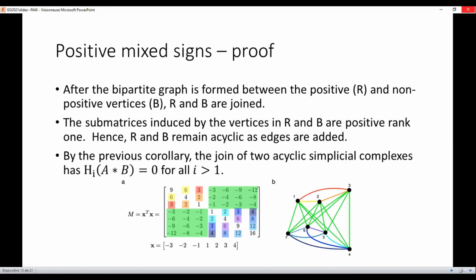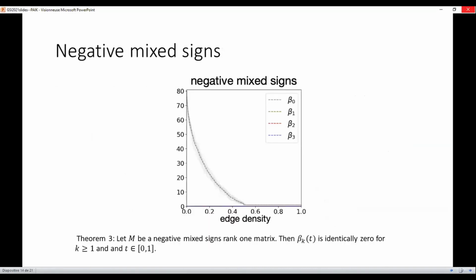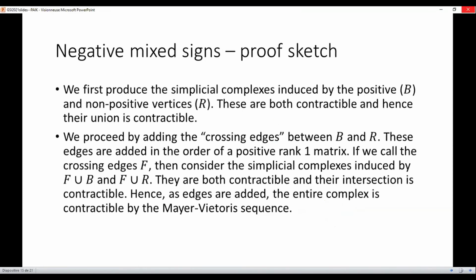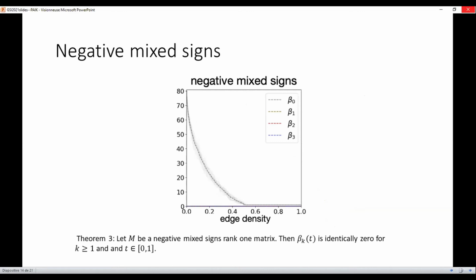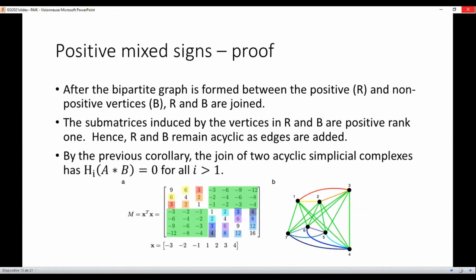And that's how that works. Okay, so the negative mixed signs case is a little more technical, so I'm just going to give more of an overview. Maybe I'll do it with this picture. In the negative mixed signs case, we're going to build these two complexes first. We're writing them in this red part and this blue part. These, already from the positive rank 1 theorem, are going to have 0 Betti numbers. Now, we start adding green edges, okay?